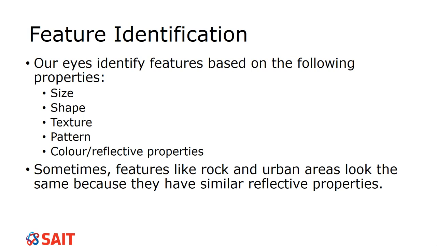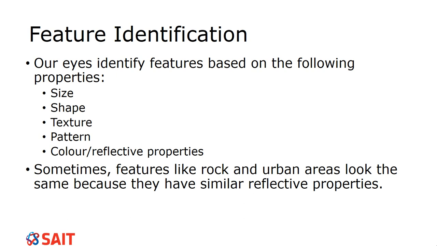Features like rock and urban areas look very much the same. They have very much the same reflective properties. They tend to be very bright in black and white images, and especially near infrared black and white images. So they're very bright, and they really stand out. And because urban areas have lots of different changes that happen within them, so does rock.